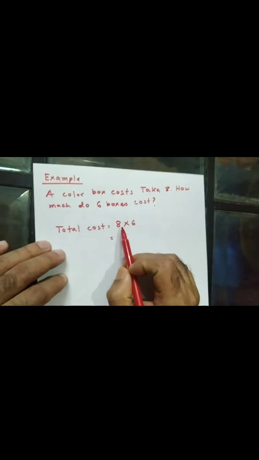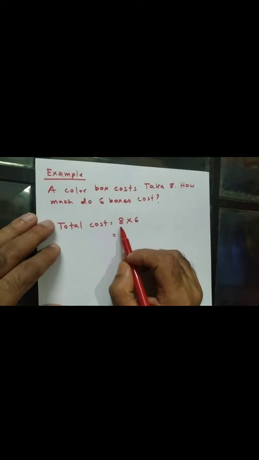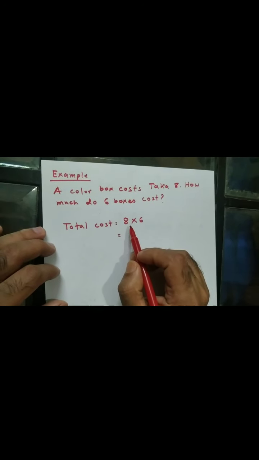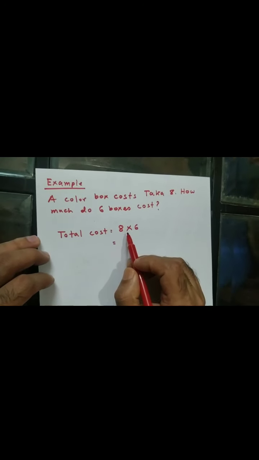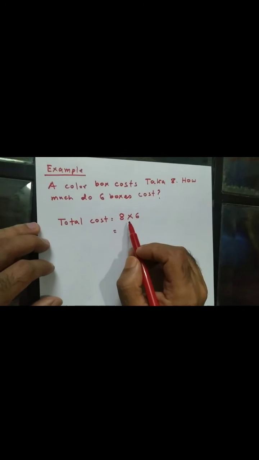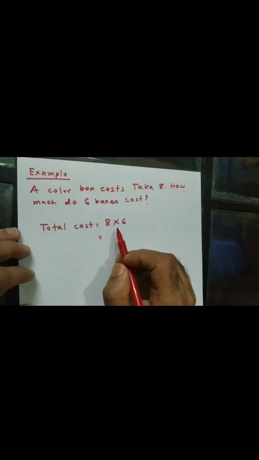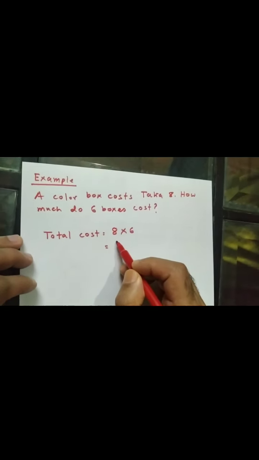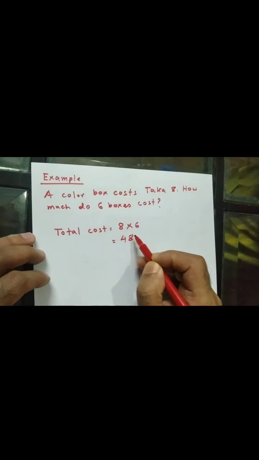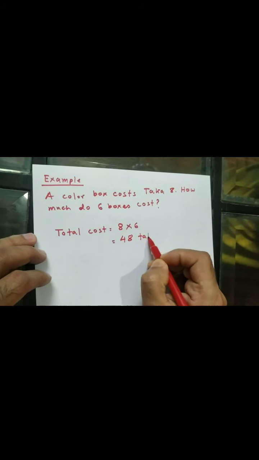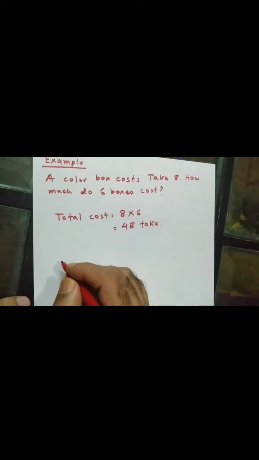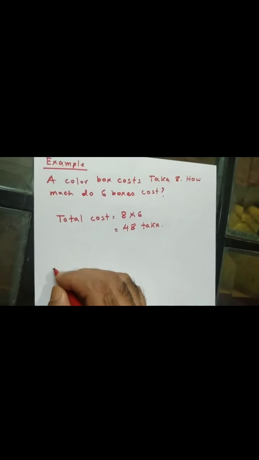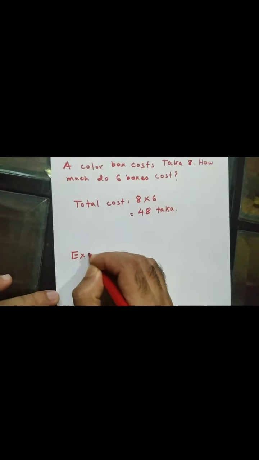So let us read the table of 8. 8 1s are 8, 8 2s are 16, 8 3s are 24, 8 4s are 32, 8 5s are 40, 8 6s are 48. So it is 48 taka. So let's look at a final example.